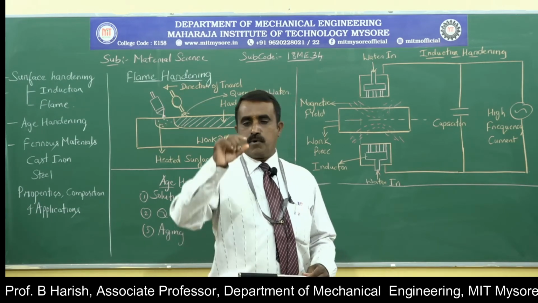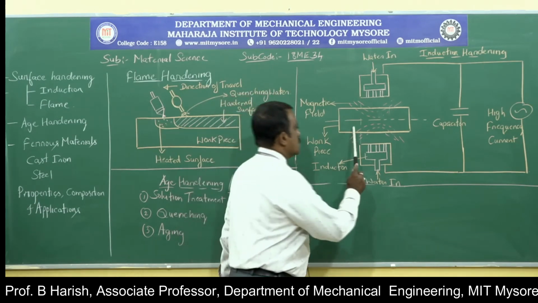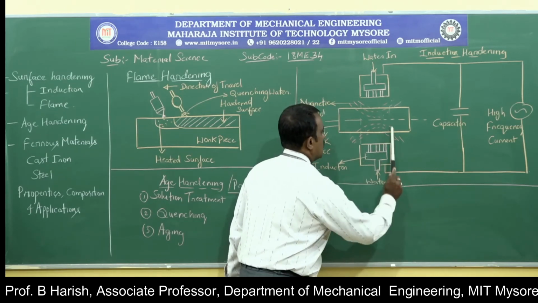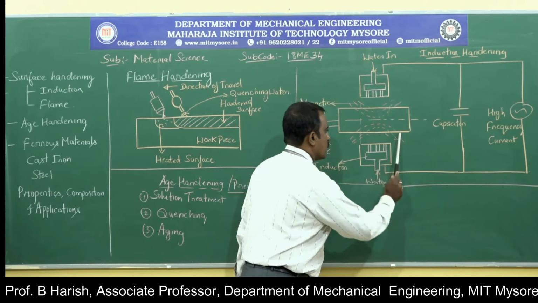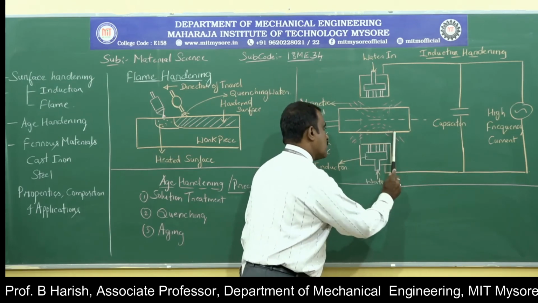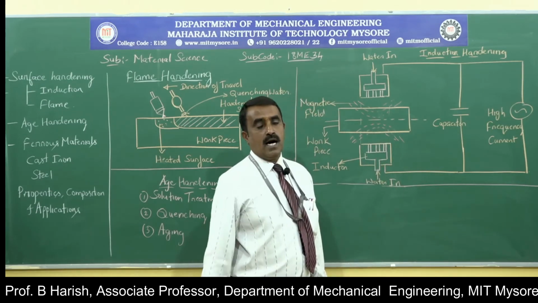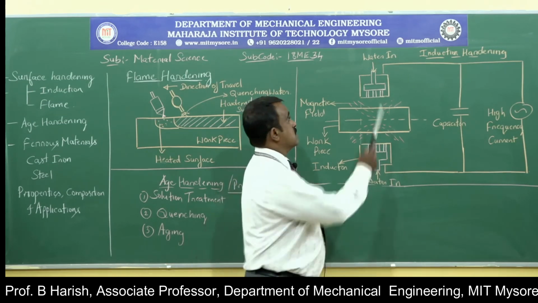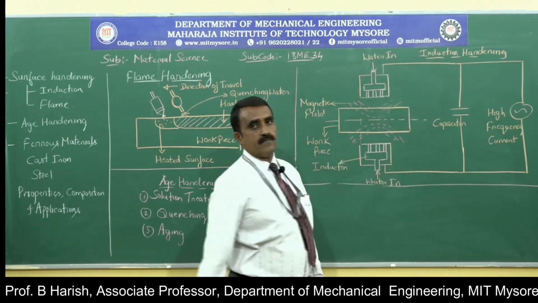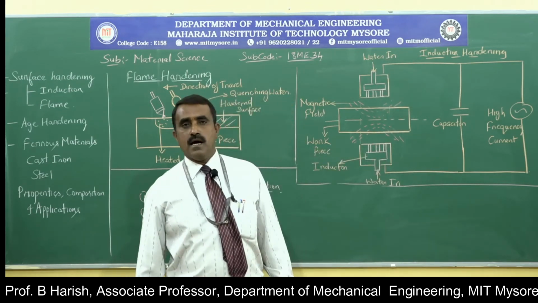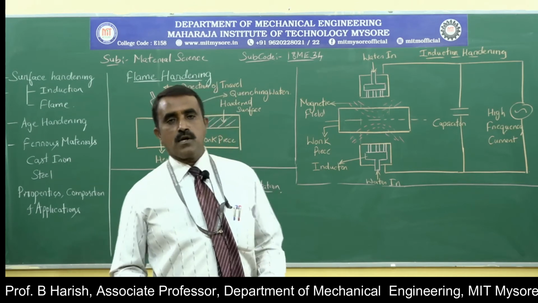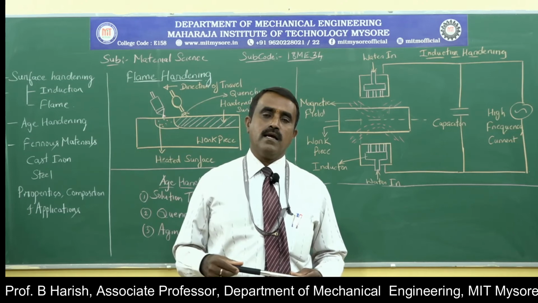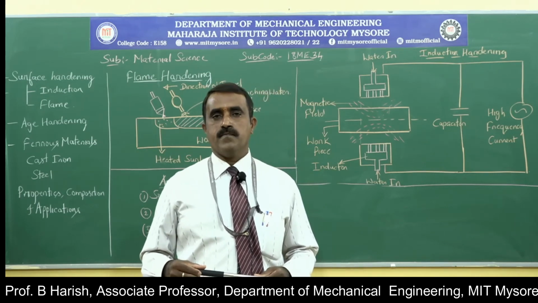Once up to the required depth, you can see this is the portion that is not heated. So only this is the portion where heating is done. This is the region where the hardness is increased. So surface hardening carried out by this method is called induction hardening. These are the two methods of surface hardening. The first one is flame hardening, the second one is induction hardening.